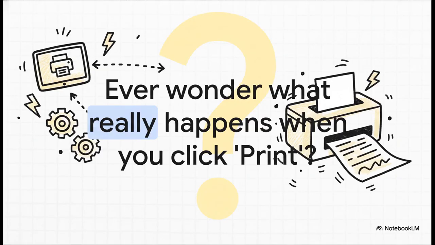Okay, think about this for a second. Something you probably do all the time. You're working on a document, you click that little print icon, and a few seconds later, a physical piece of paper comes out of a machine, maybe even in another room. It feels like straight up magic, right? But it's not. It's a perfectly coordinated, lightning fast performance. So what's really going on in there?